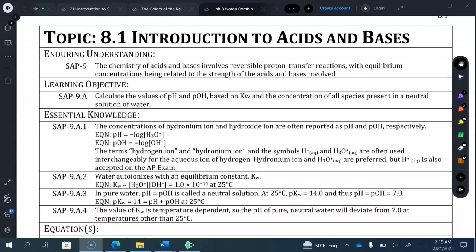Hello everyone, welcome to topic 8.1, Introduction to Acids and Bases. By the end of this, you should be able to calculate the values of pH and pOH based on the water ionization constant, or Kw, and the concentration of all species present in a neutral solution of water.